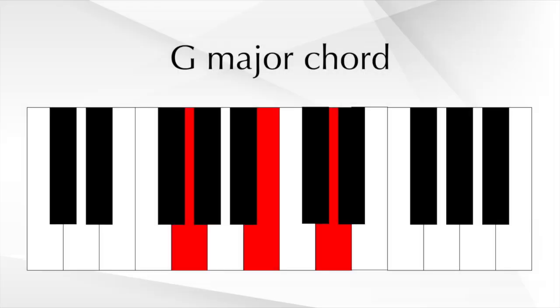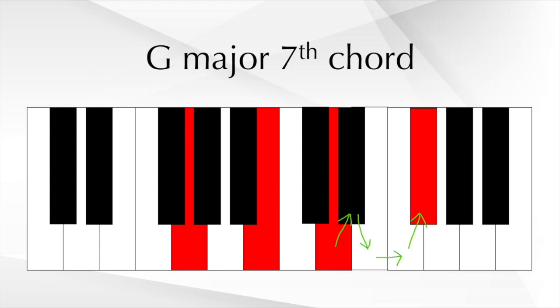Using another example, here is the G major chord. We want to find a G major 7 chord, so we take the last note of the G major chord, which is D, and add 4 semitones to it, landing on F sharp. Once we add F sharp to the G major chord, it becomes a G major 7 chord.